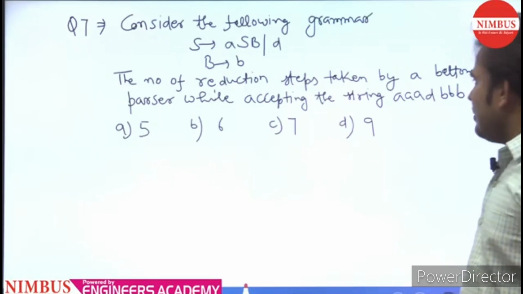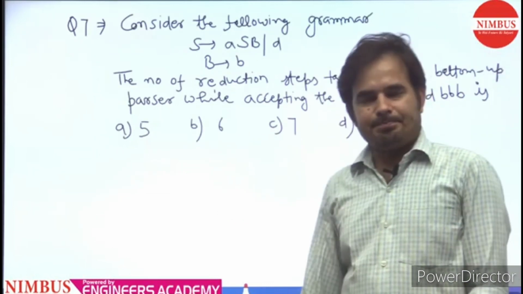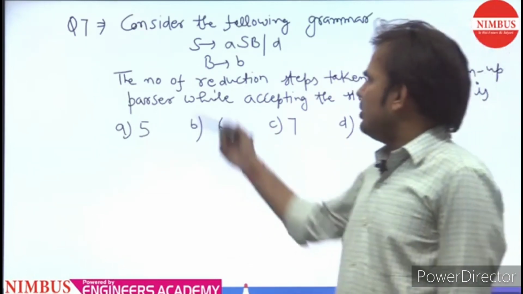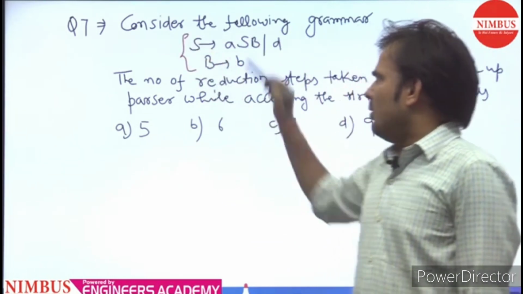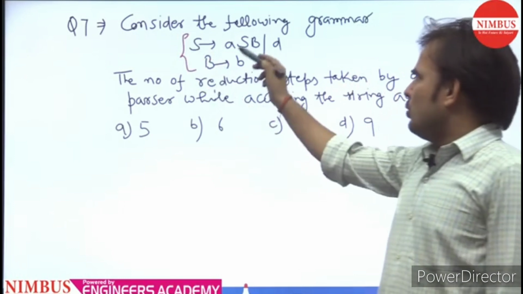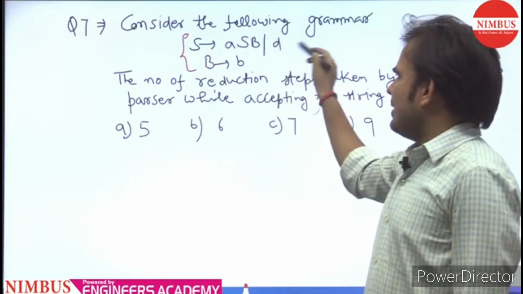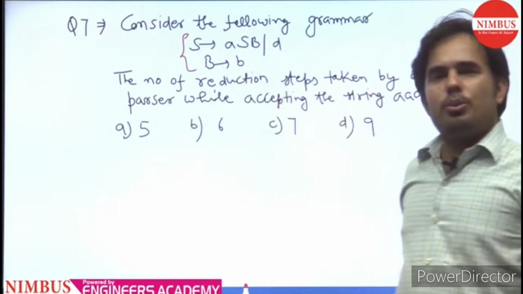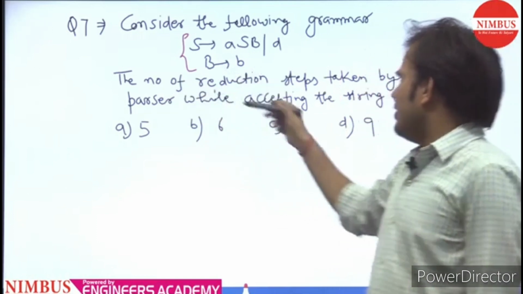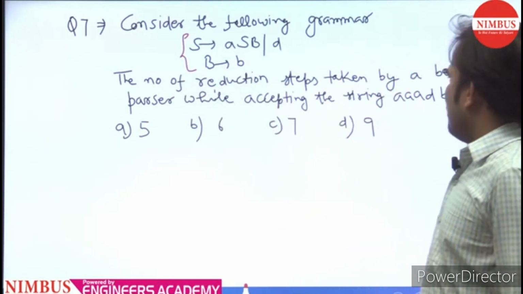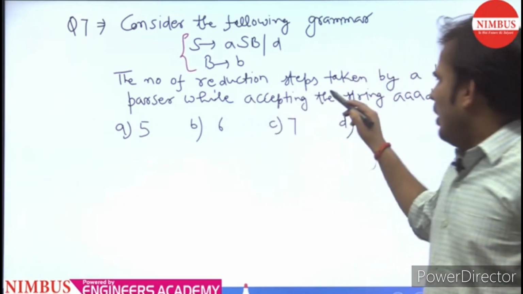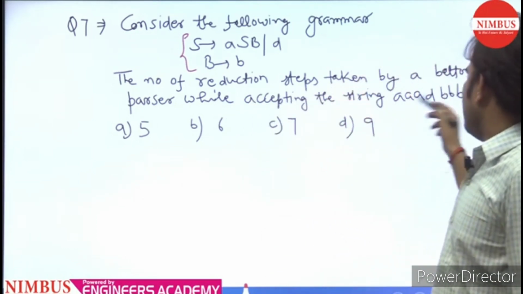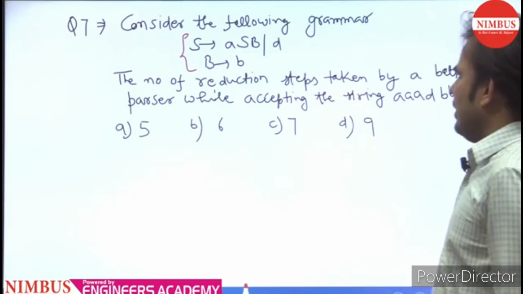Let's see the next question. Question number 7. Again a good question. Consider the following grammar. This is the given grammar. S tends to A S B | D, B tends to b. The number of reduction steps taken by a bottom-up parser while accepting the string a d b b is.